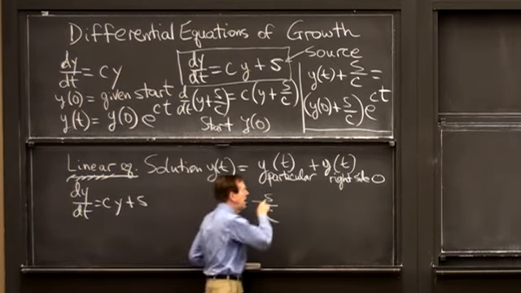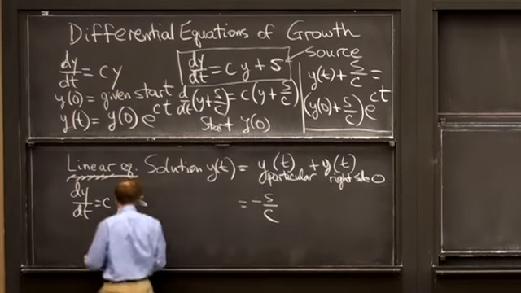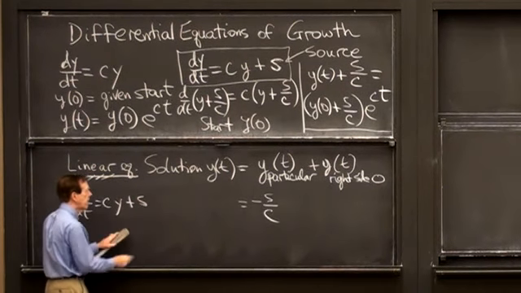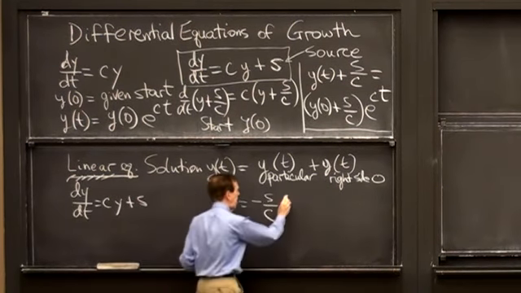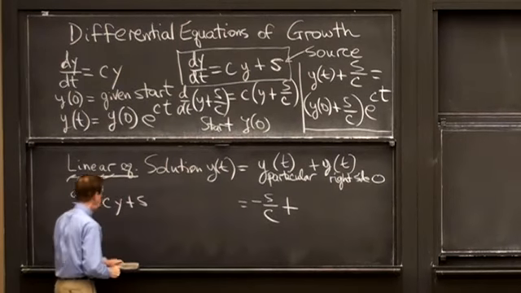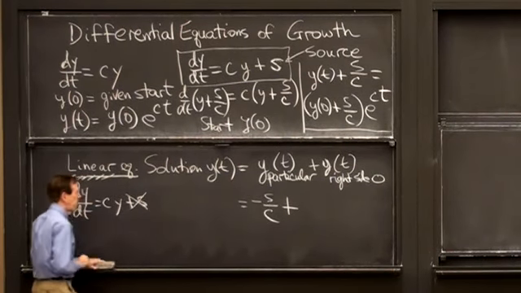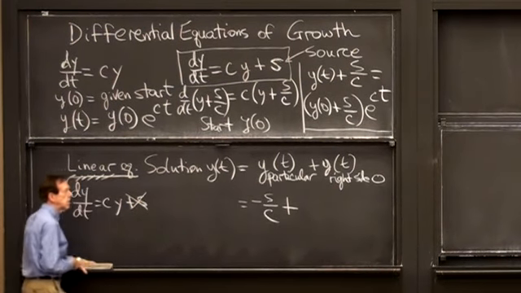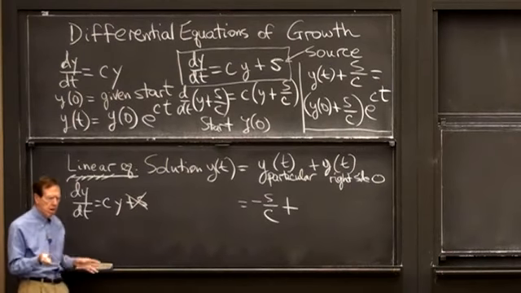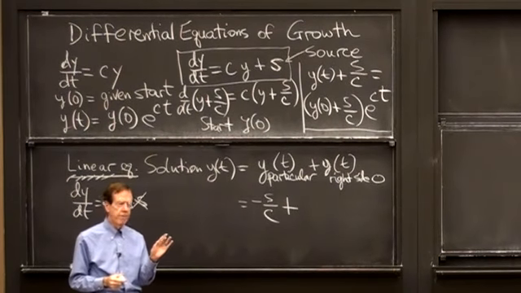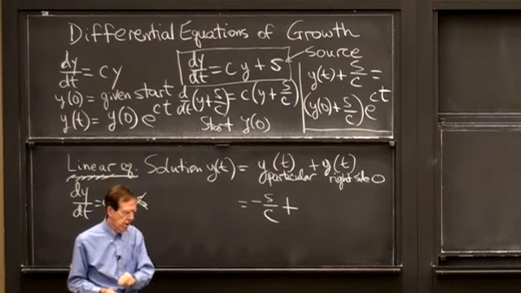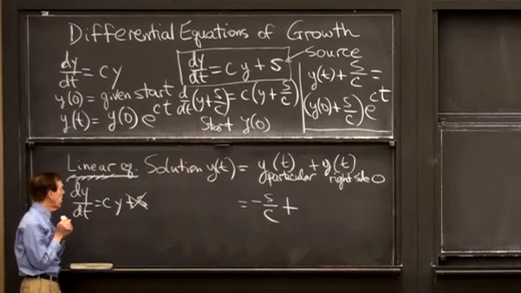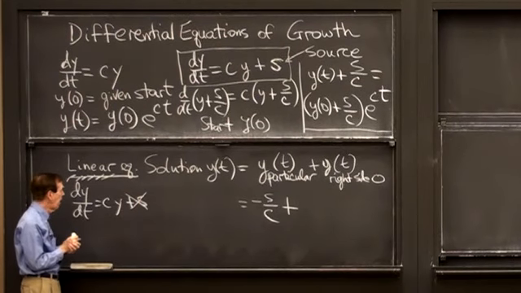And then what do I mean by right side 0? I'm not going to wipe out all of this. For this right side 0 part, I'm going to wipe out the source term. I keep the y's, but throw away the source. A book might often call this the homogeneous equation. And the homogeneous equation is where we started: dy/dt equals cy. Okay?